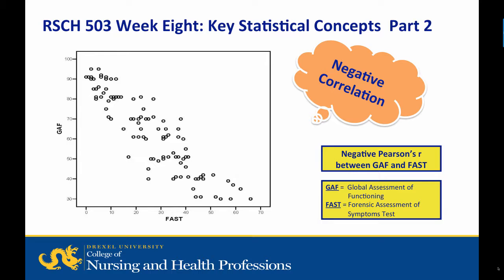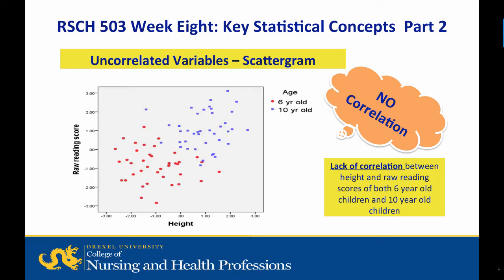This slide illustrates the scatter plot between x, scores on the Global Assessment of Functioning, that is, a test to rate subjectively the social, occupational, and psychological functioning of adults, and y, scores on the Forensic Assessment of Symptoms Test, a test for malingered psychiatric illness. This plot reveals a negative correlation coefficient, indicating that the higher GAF scores are associated with lower FAST scores and vice versa.